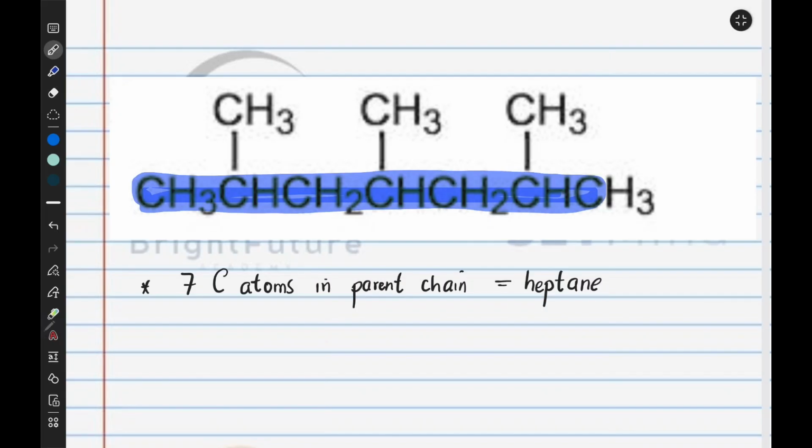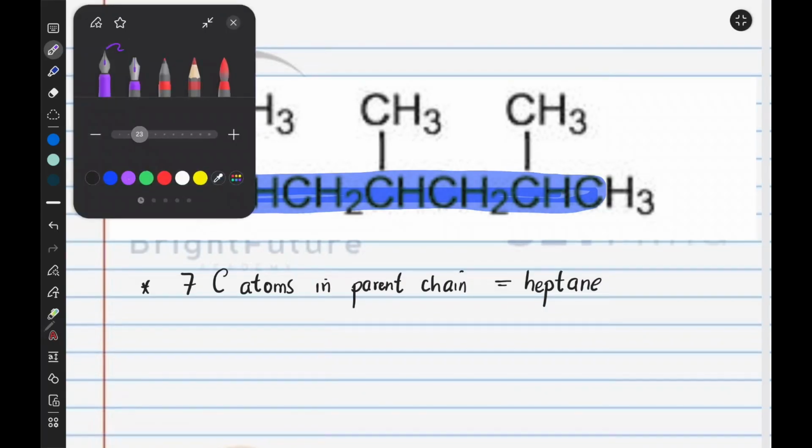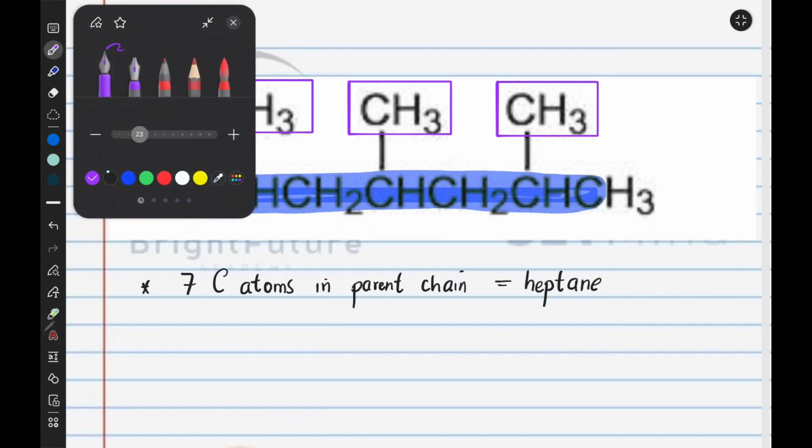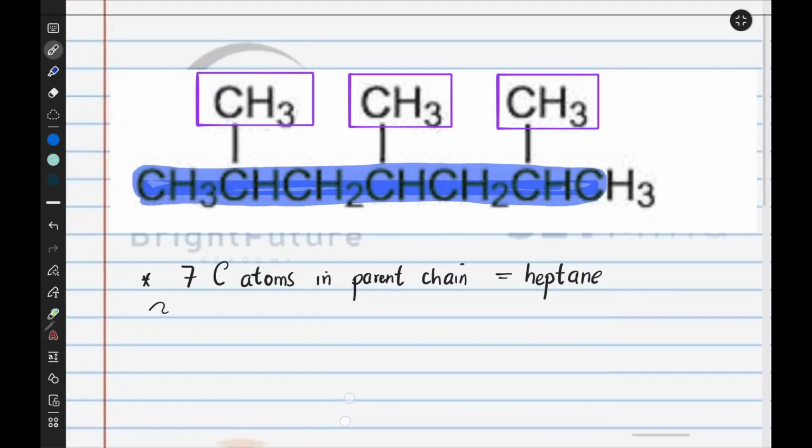What else do we know? We can identify our alkyl groups. I see one here outside my branch, another one there, and then a last one there. As long as these are not attached to either the first or the last carbon atom in the longest continuous chain, then we can call them alkyl groups. Otherwise they are disqualified. All right, so we have those, and now we can start.